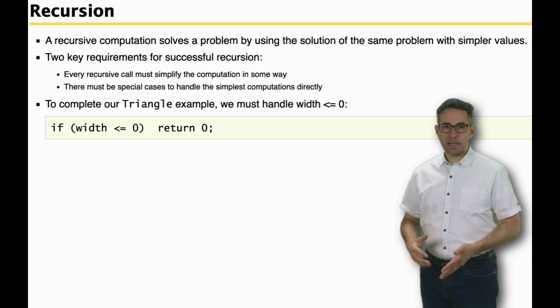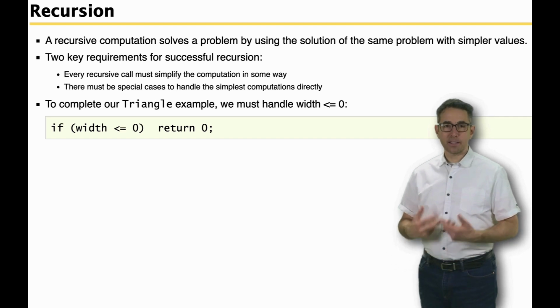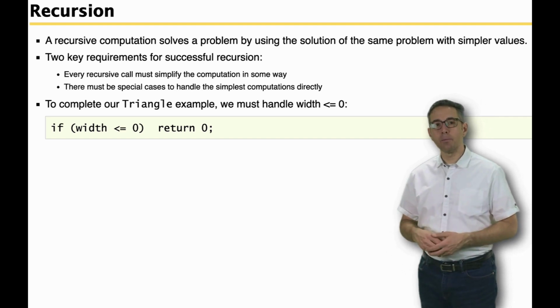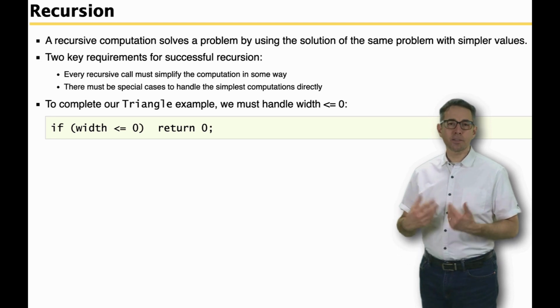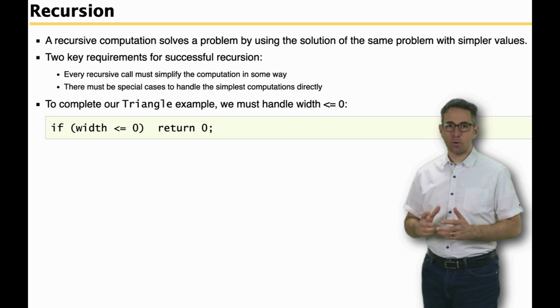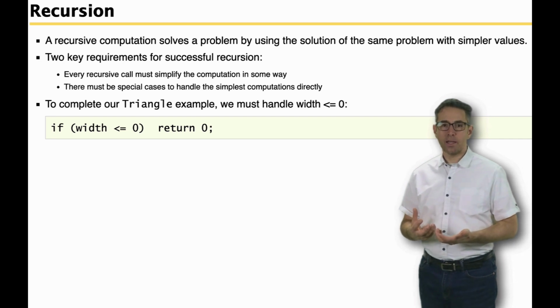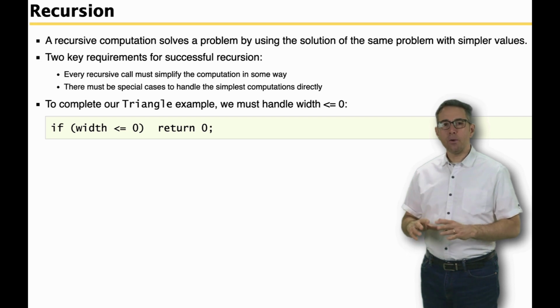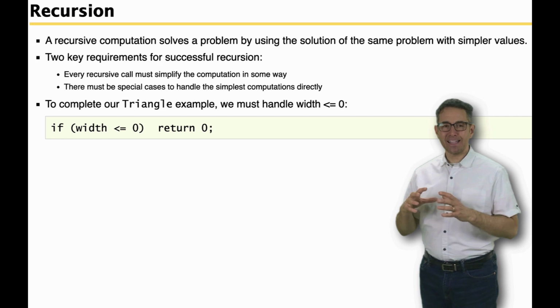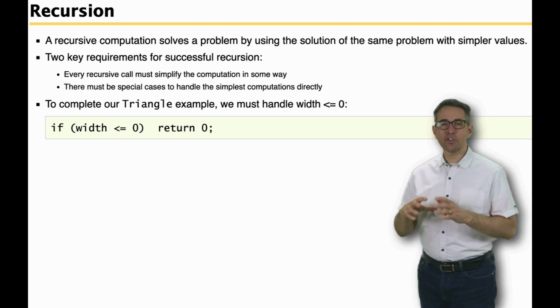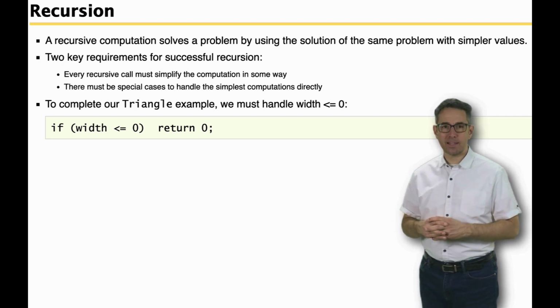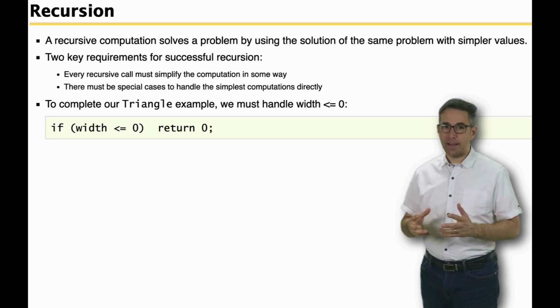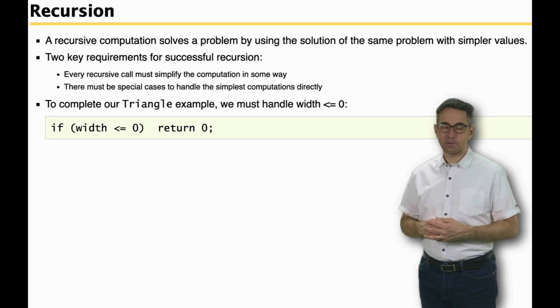So generally speaking, recursion is a computation that solves a problem by using the solution to a smaller problem. And there are basically two things that have to happen in order for a recursive solution to work. Every time you recursively call some method, you have to call it with a slightly smaller, a slightly simpler version of the problem that's closer to your base case. Otherwise, you're never going to end the cycle of recursive calls.